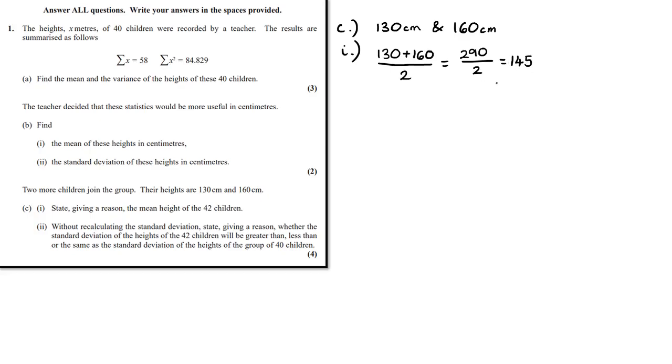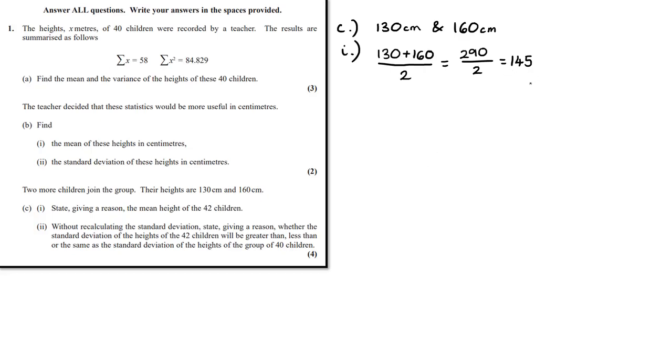Because what that tells us then is that the mean of these 2 children is 145. So when we add those on to the original 40 children, the mean won't change. It will remain the same. Another way you could test this would be to write these as meters. So that would be 1.3, that would be 1.6. Add them on to sigma x, divide by n that way as well. You can do that, but this way, hopefully you can see the intuition behind it. It saves you a bit of time calculating this part here with sigma x.